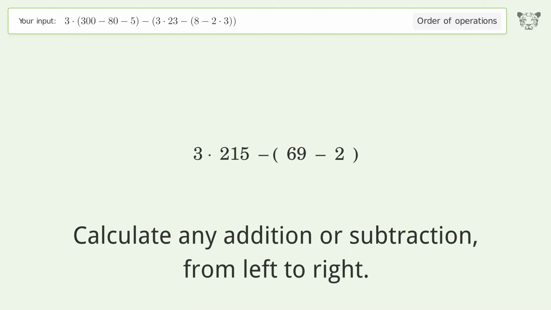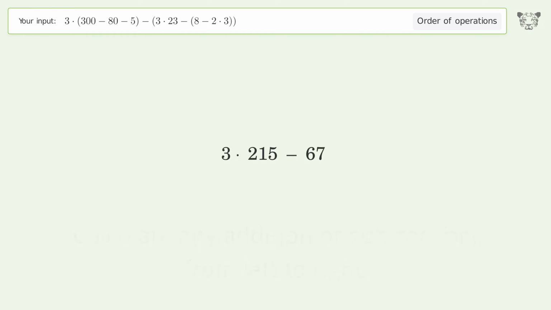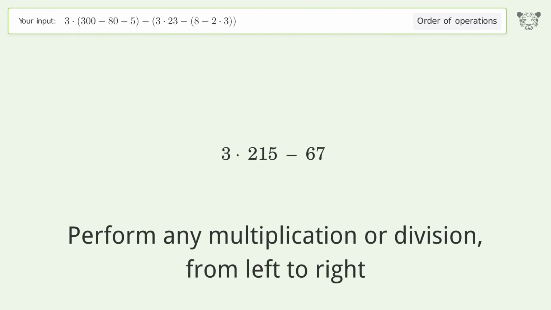Calculate any addition or subtraction, from left to right. 69 minus 2 equals 67. Perform any multiplication or division, from left to right. 3 times 215 equals 645.